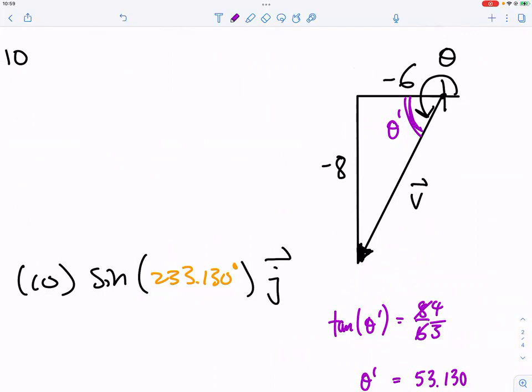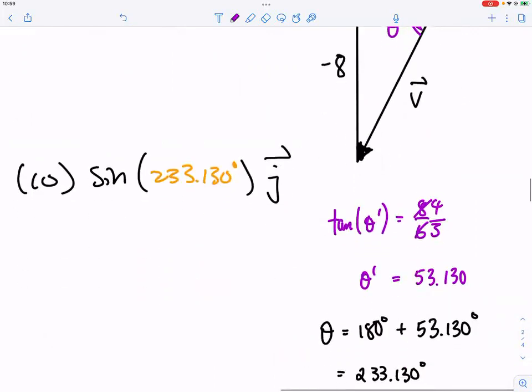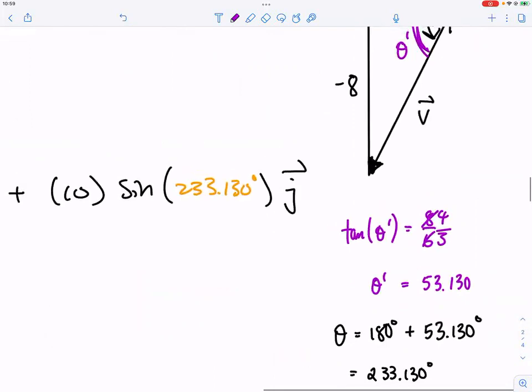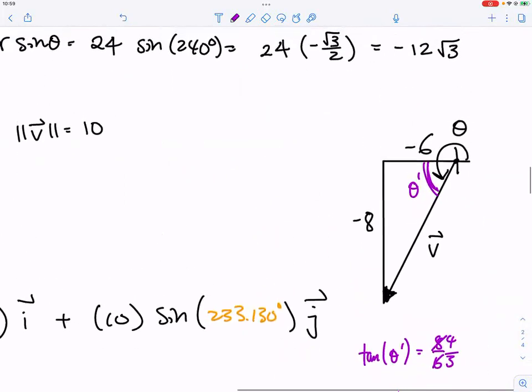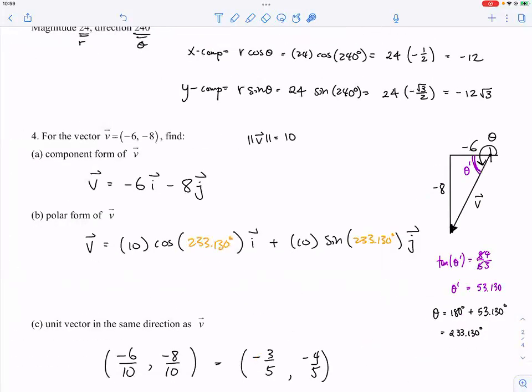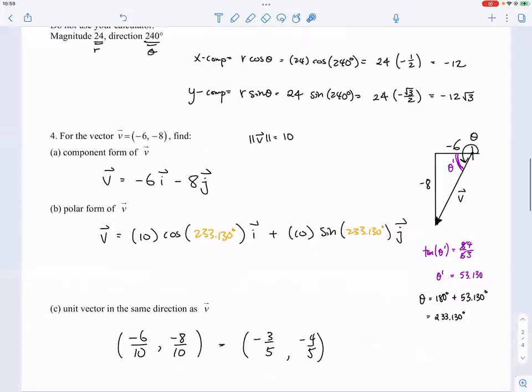But you added it to 180? Yeah, you added it to 180, because it's in quadrant 3. Right? You know this is 180, and then you tag on this little angle. So that's why. So if you have a diagram, then you understand why we are adding and subtracting. If you don't have a diagram, it's going to be difficult to determine.